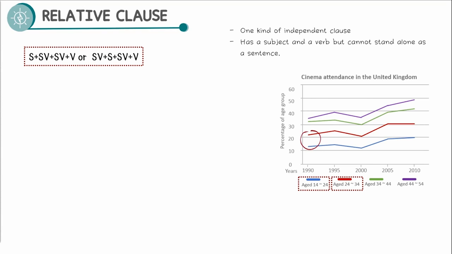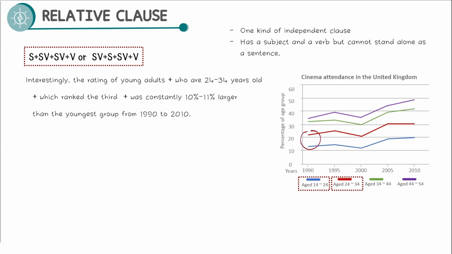Now let's check our graph again. Using relative clause, this is our example. Interestingly, the rating of young adults who are 24 to 34 years old, which ranked the third, was constantly 10 to 11% larger than the youngest group from 1990 to 2010. Adding the two relative clauses gave more details to the main sentence.